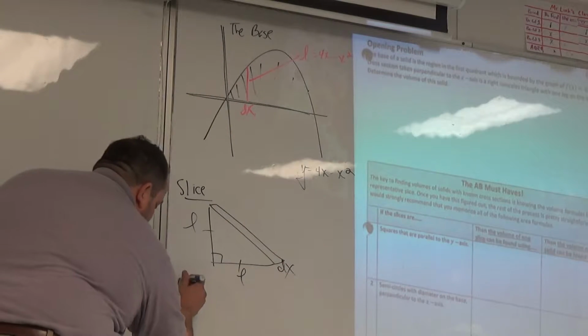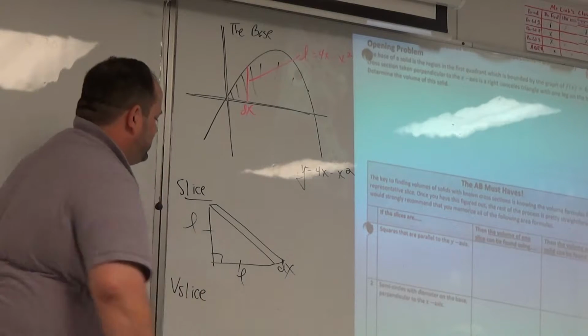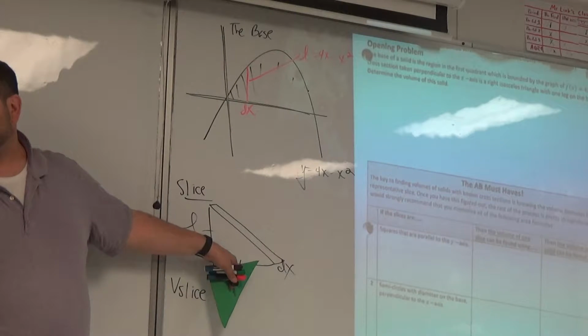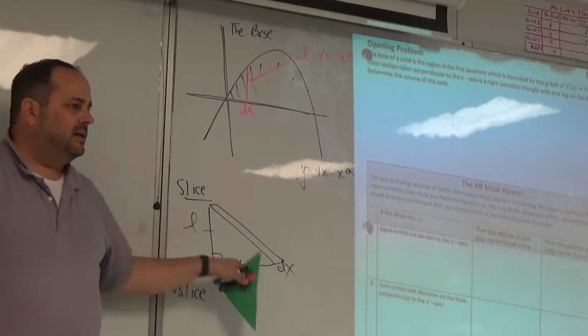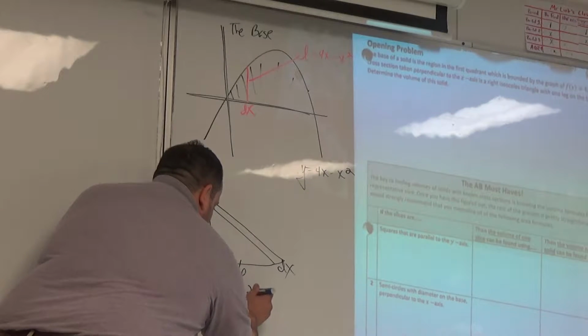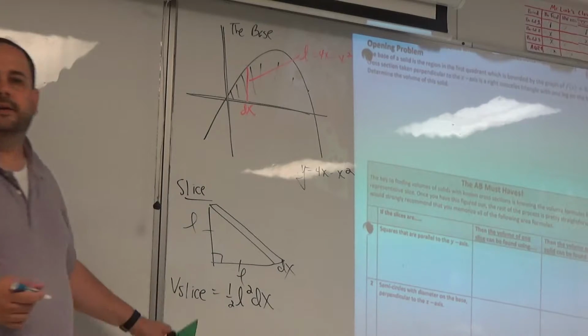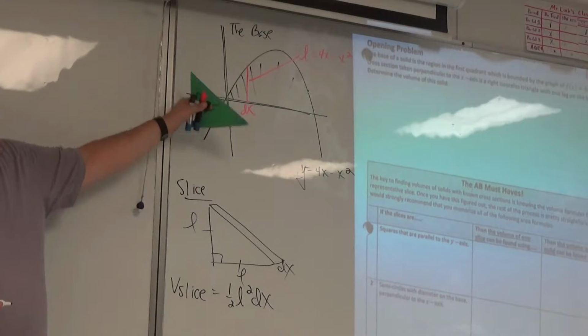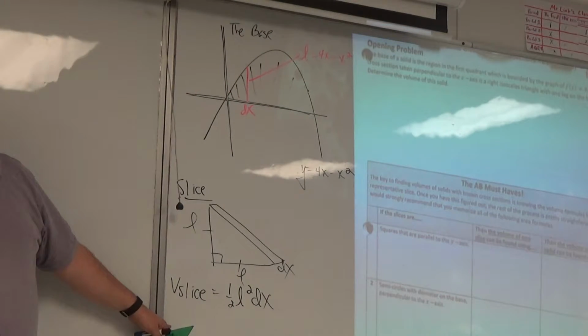There's my dx, the thickness of the slice. Area of the base: L times L, cut it in half. The volume of the slice is a half L squared dx. We went from the base to the slice, and the last piece is the volume of the solid.